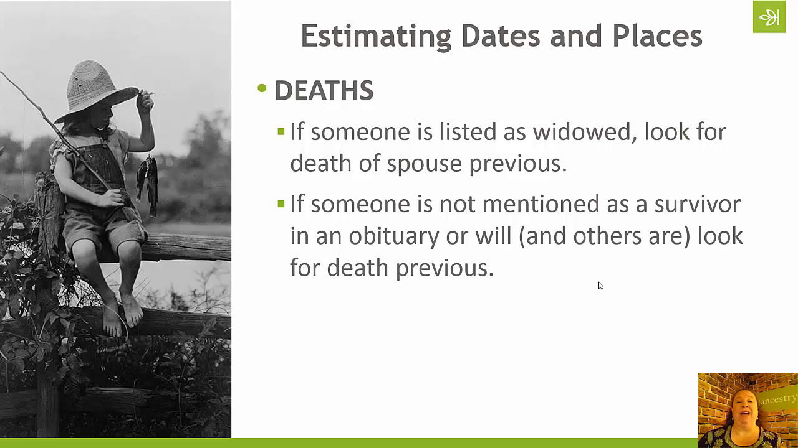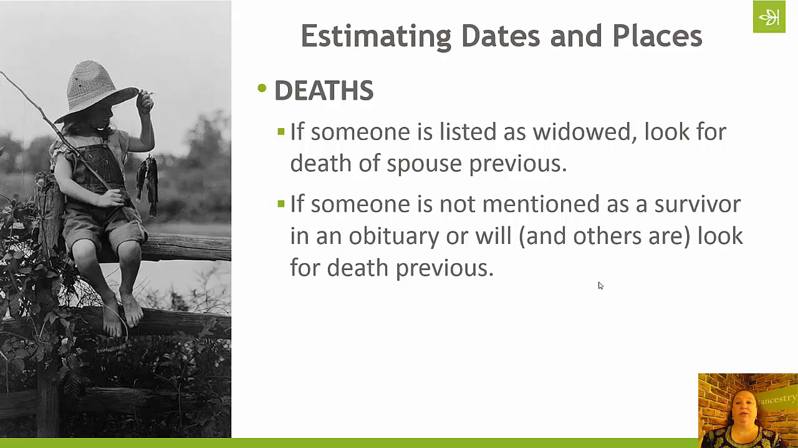So somebody dies and they have an obituary that lists their surviving family members, or they have a will or their estate is probated. Look for anybody who is not mentioned to have died previous. Now, of course, this means that there has to be others mentioned. So, for example, if a man dies and it lists his wife and his children as surviving him, that's great. You can assume that they are all still living, but don't assume that his brothers and sisters are not.